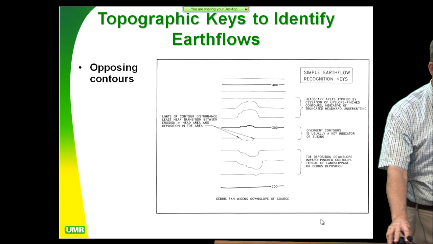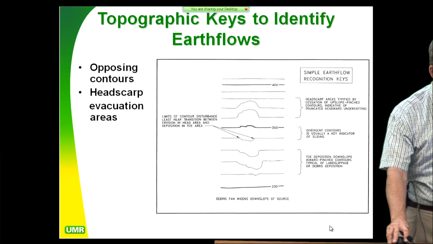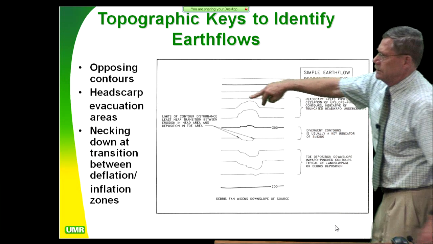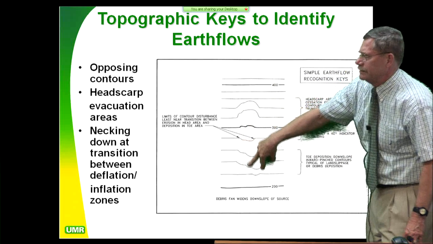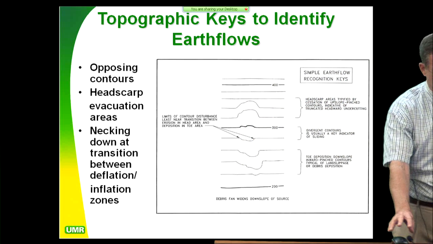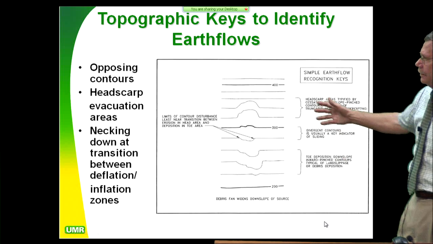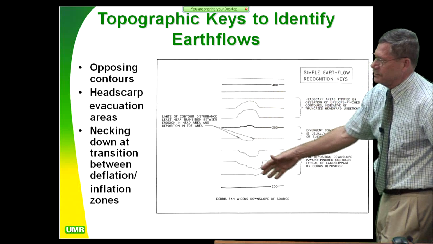So the keys to identifying earthflows are opposing contours, headscarps, evacuation areas, and necking down at the transition area, right where this is, and it necks down, and then it spreads again down here below it. So those are things you'd want to be looking for. Obviously, the better your topographic controls are, the easier these things are going to be seen.